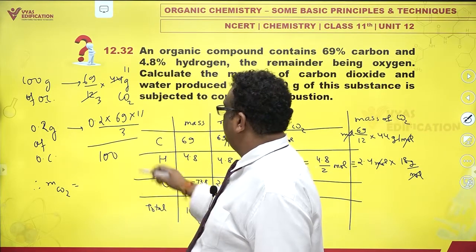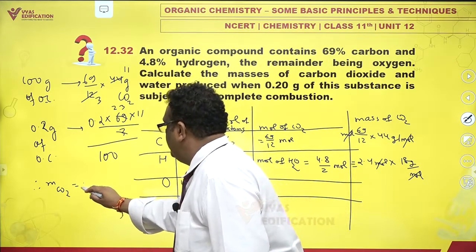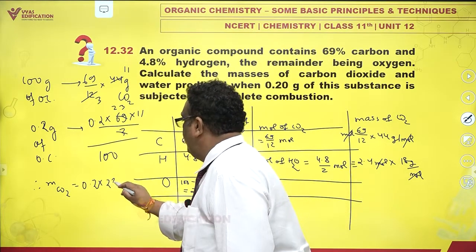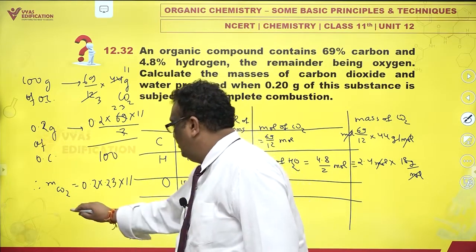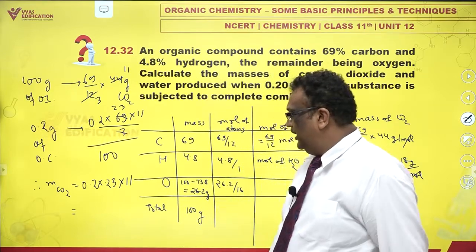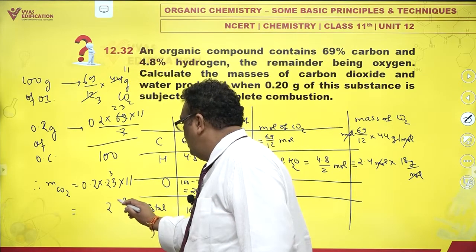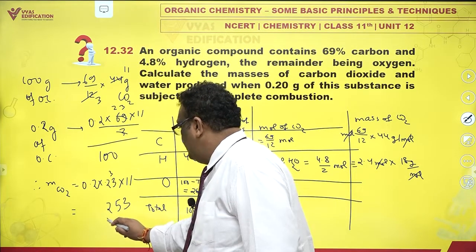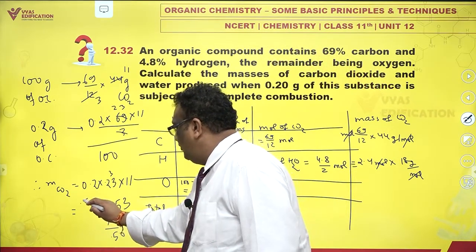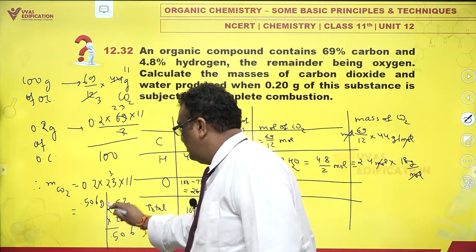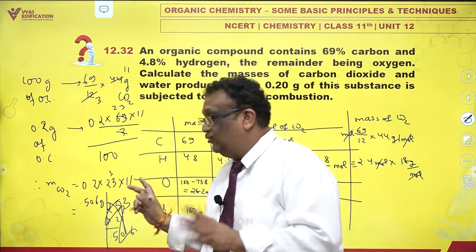This is 0.2 into 23 into 11 by 100. Whatever this multiplication comes out to be, we can quickly do that. How much is 11 into 33? 3 into 11 is 22, and 325 into 2 is 506, with 3 decimals. I get 0.506 grams. This is just calculation. I get 0.506 grams of CO2.